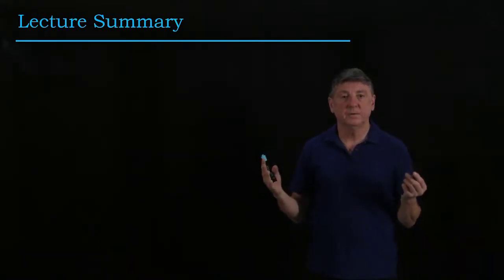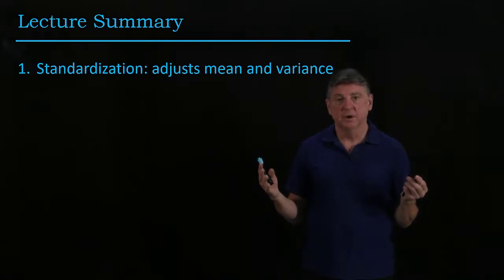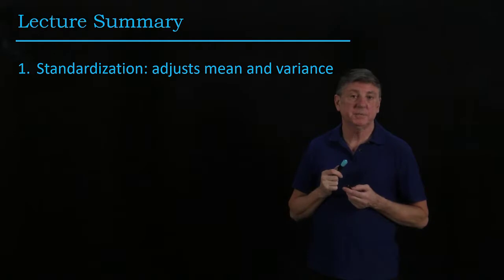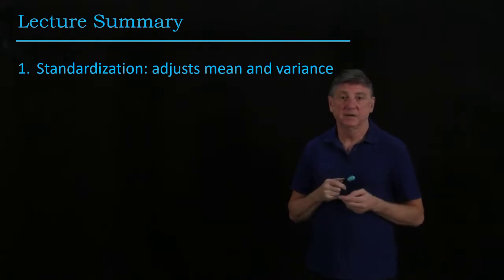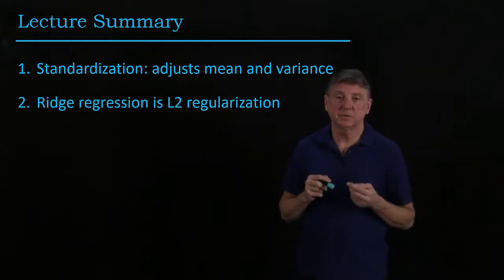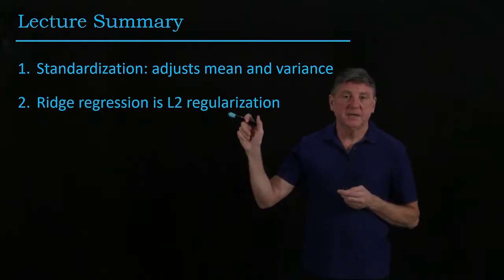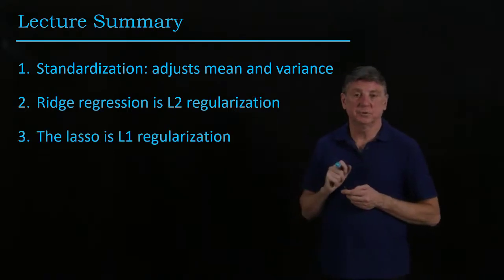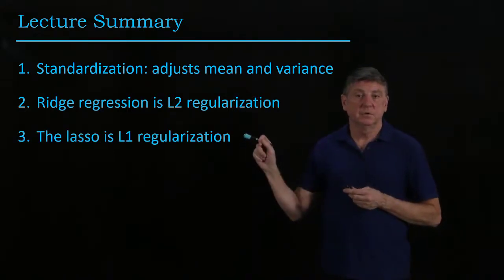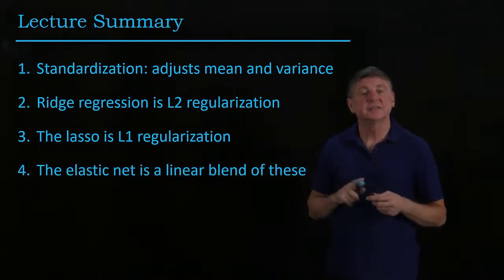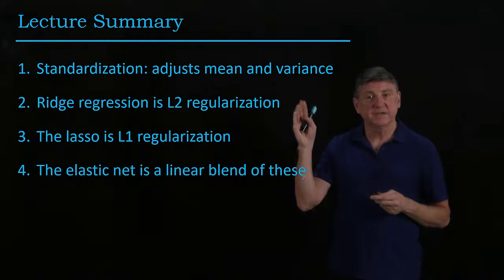So what have we gone through in this lecture? Well, we've recalled standardization, which is a way of adjusting mean and variance that's highly recommended for problems that have substantial numbers of variables. Ridge regression is Tikhonov regularization, which uses an L2 term. The lasso is an L1 regularization term. And the elastic net is a linear blend of ridge regression and the lasso.